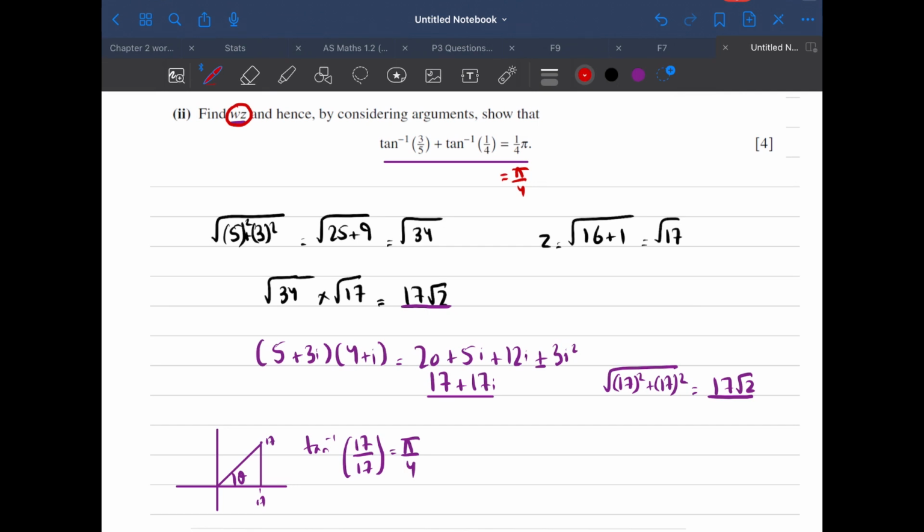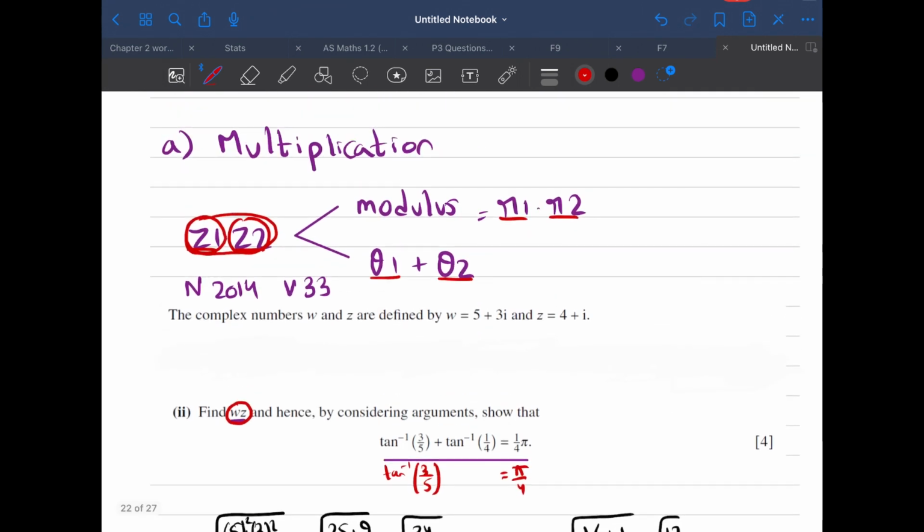That's it. Now, what was the first complex number? 5 plus 3i. Let's find its argument. 5 will lie here, 3 will lie here. Now, how will you get the argument? Tan inverse 3 upon 5. Write it here, the argument of the first complex number.